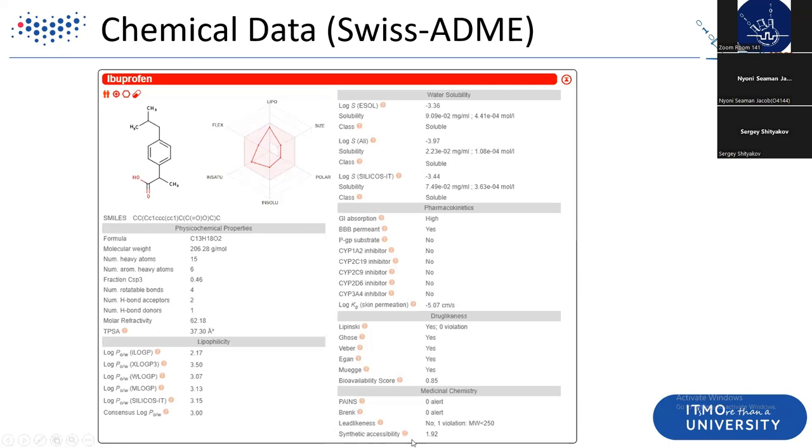Also, the drug likeness is a very important parameter. And you have one violation, which is the molecular weight, and the molecular weight is less than 250 Dalton. So that means you have a violation.